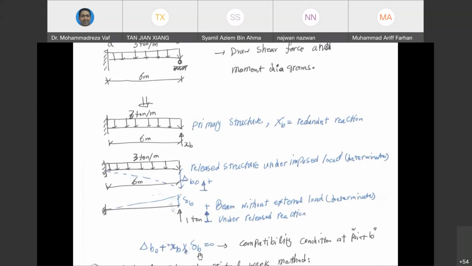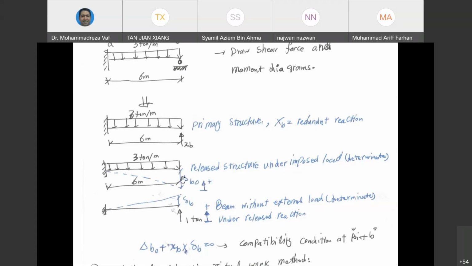Okay, if you look, in order to get XP, the support reaction that we are looking for, we need to calculate delta VO and we need to calculate delta VB. Delta VO should be calculated from the first structure, and delta VB should be calculated from the second structure that is exactly similar to the first one without external load, but with a unit load. So we are going to do this calculation based on the virtual work method that we learned.